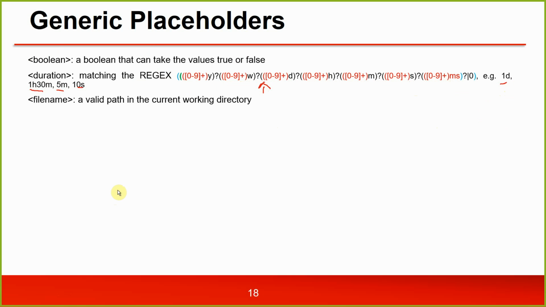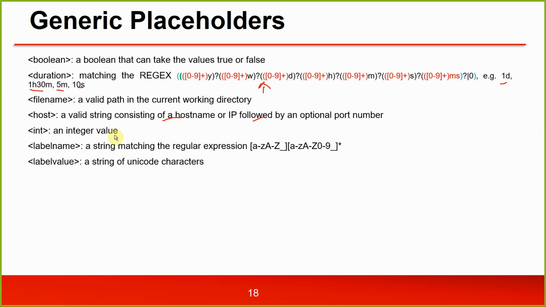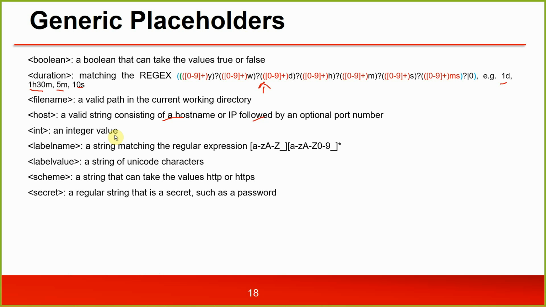Filename is a valid path in the current working directory. Host is a valid string consisting of a host name or IP followed by an optional port number. Integer is an integer value. Label name is a string matching the regular expression. Label value is a string of Unicode characters. Scheme is a string that can take the value HTTP or HTTPS. Secret is a regular string that is secret, such as a password. Template string is a string which is template-expanded before use.